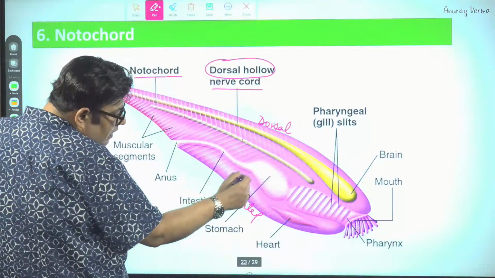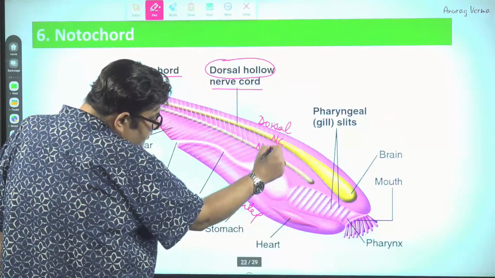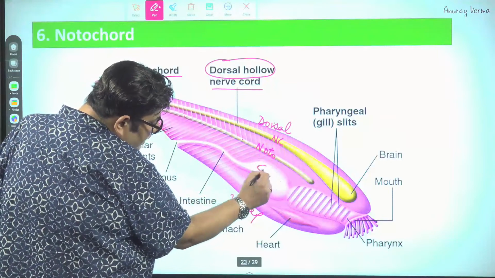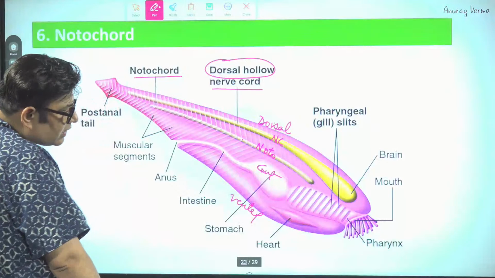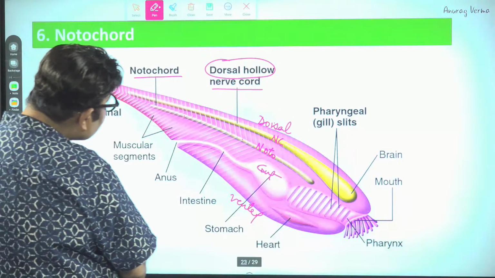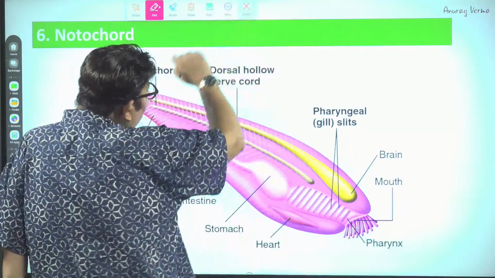So understand, this is the notochord, and this is the nerve cord. It is ventral to the nerve cord and dorsal to the gut. This is the gut. This diagram is the simplest form diagram of one of the chordates. In Chordata, I will explain further the other points of these chordates. Right now, just understand those who have it are called chordates. Those who don't have it are all non-chordates.